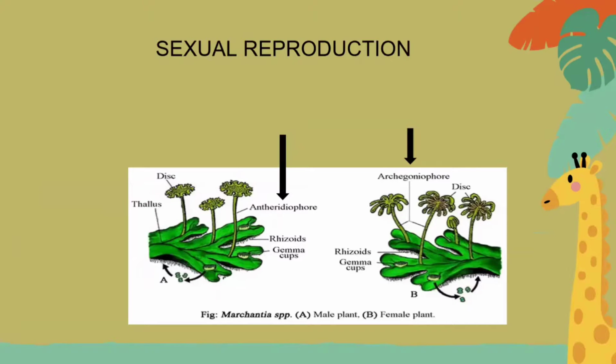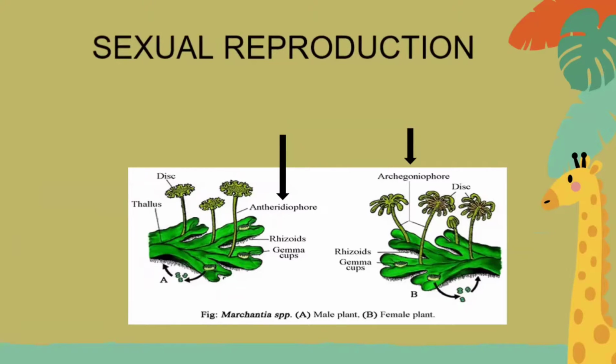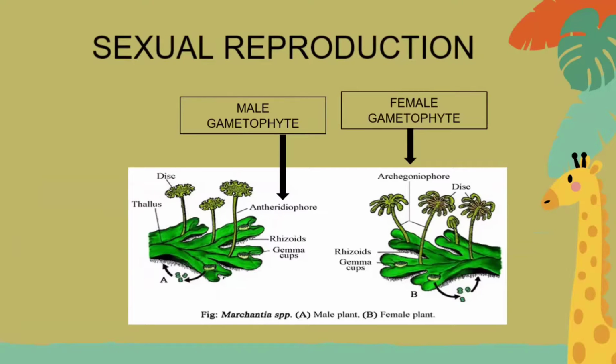The sexual reproduction of the liverworts. They have 2, which are the male gametophyte and the female gametophyte. For the male gametophyte, we can see here it is stem-like, which is named Antheridiophore, and the female gametophyte is Archegoniophore.